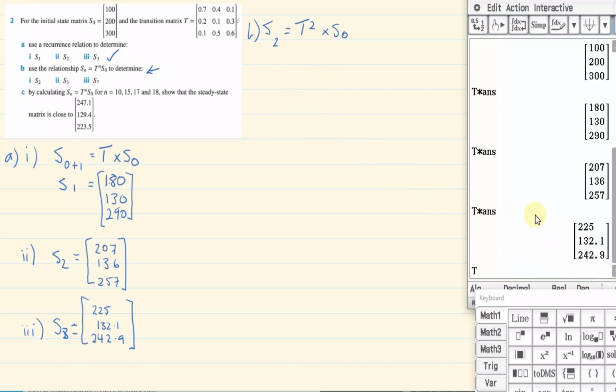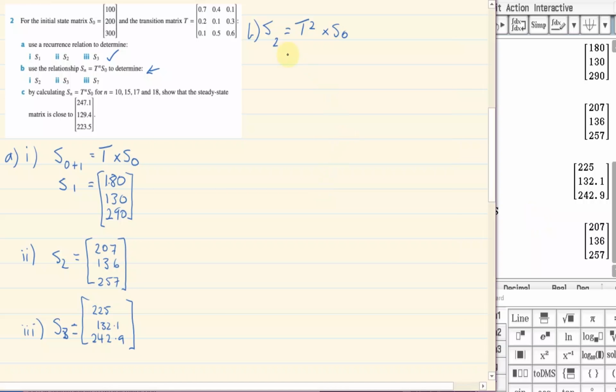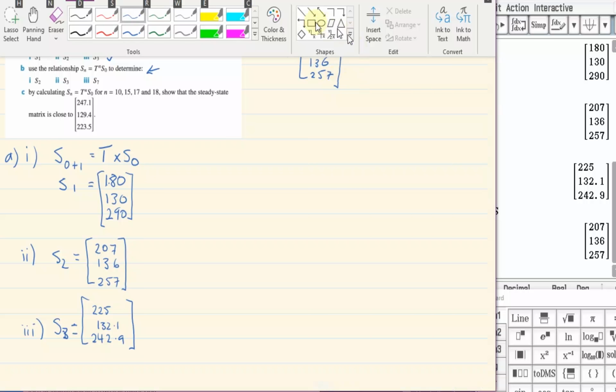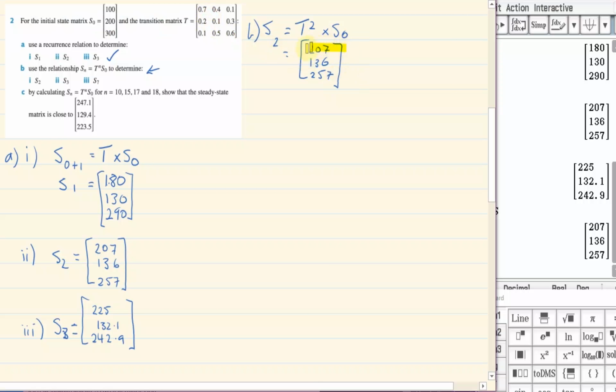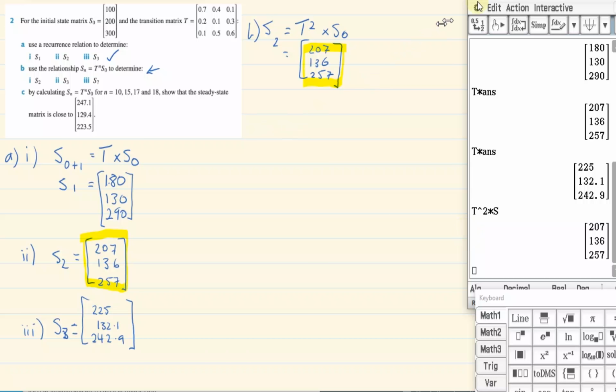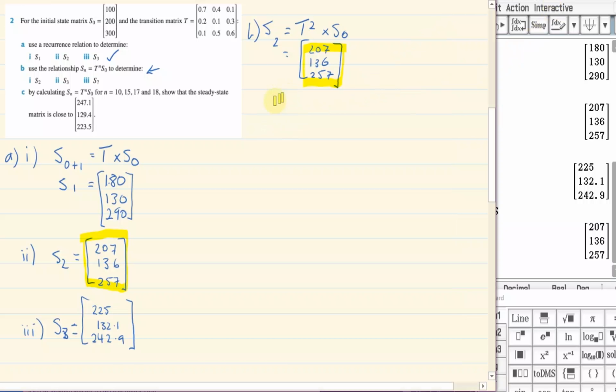So now we've got T to the power of 2 times S, because that's my initial state matrix. And you can see there that my answer is 207, 136, and 257. Okay, now we can see that this answer here is exactly this answer here. And if we follow that through for S2, S3, etc., S3 is going to end up the same. I'm just going to jump to S7.